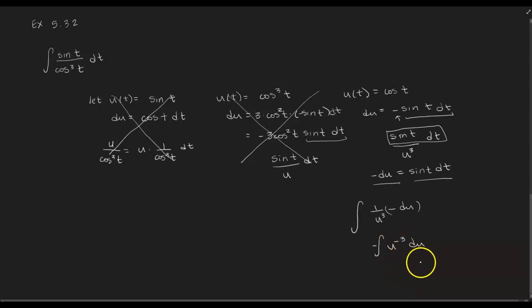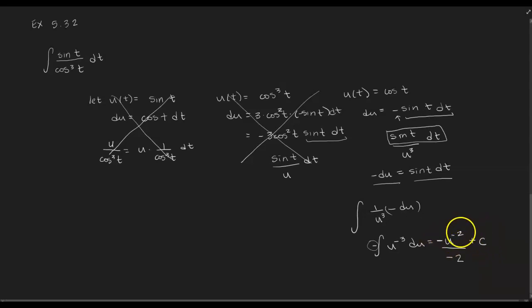u to the negative 3 becomes u to the negative 2 because we've added 1 to the exponent, which means we'll divide by negative 2. Don't forget there was a negative multiplying out to the front, so we will multiply that there. And since there are no bounds on our integral, we have an indefinite integral, which requires a plus c. We're almost done there.